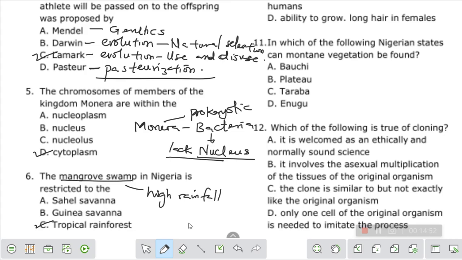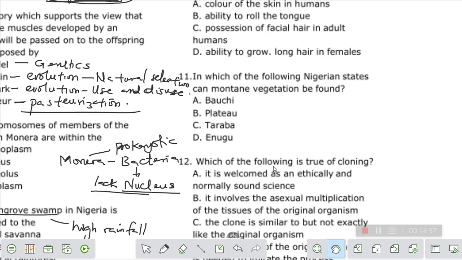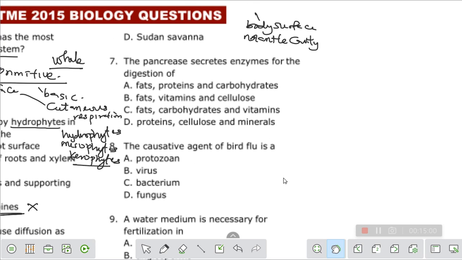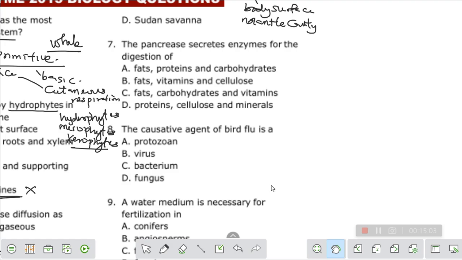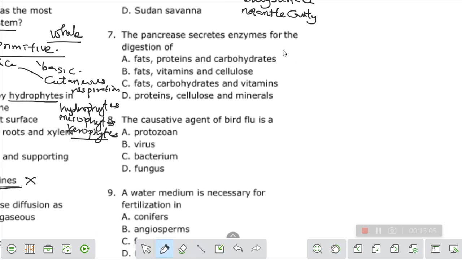Number 7. The pancreas secretes enzymes for the digestion of. So there's something you need to know. The pancreas secretes pancreatic juice. Now, what does this pancreatic juice secrete? I think I taught you digestion. So what's the function of the pancreatic juice? You just have to know the enzymes that the pancreas produces. Because if you don't know the enzymes the pancreas produces, you'll be wondering what we are doing. So you have to know the enzymes that are produced by the pancreas.